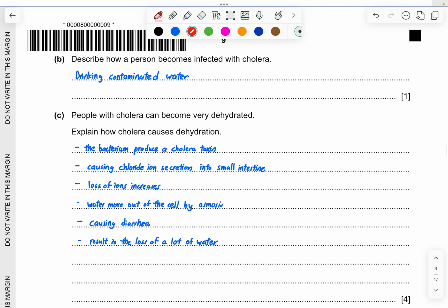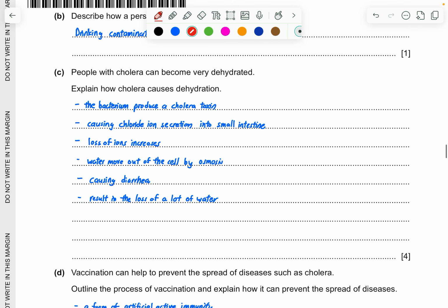Okay. Part B, describe how a person becomes infected with cholera. So it's just the straightforward answer of what are the causes of it. Okay, then just list one of the causes. You don't really have to elaborate that much. A person drinking contaminated water is sufficient enough for this 1 mark. Now, this one is where it comes up frequently, okay?